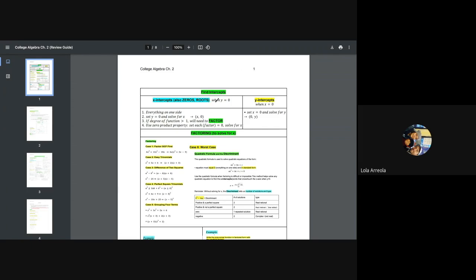Minus 10x plus 24. Okay, and I'm set, everything's on one side, cool. I set everything equal to 0. Okay, the first thing I want to do is get x squared by itself.